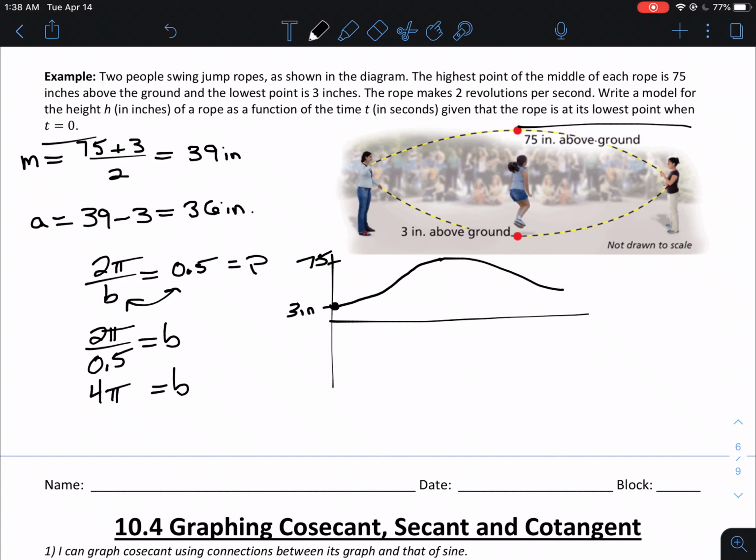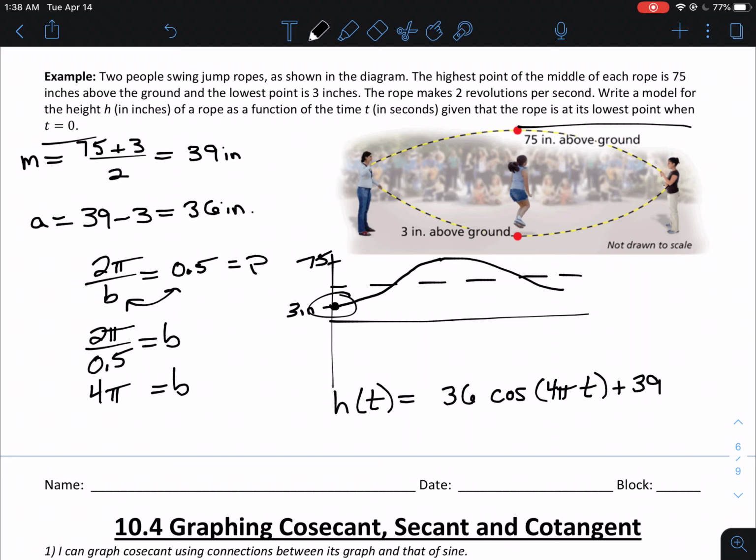So if you think about what that's going to be between sine and cosine, because this time it didn't tell us which one to use, to me that looks like it's going to make a little bit more sense to be a cosine curve. So as we fill in our equation, let's go ahead and do that now. Let's say they wanted it as a height h, so we'll say h of t for our function is equal to our amplitude, which was 36, multiplied by the cosine of b multiplied by t, so 4 pi t, plus our midline, which was 39.